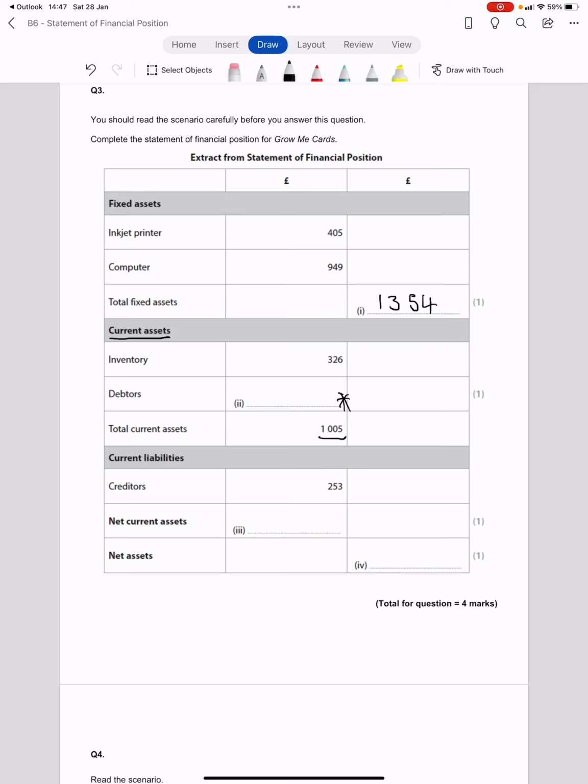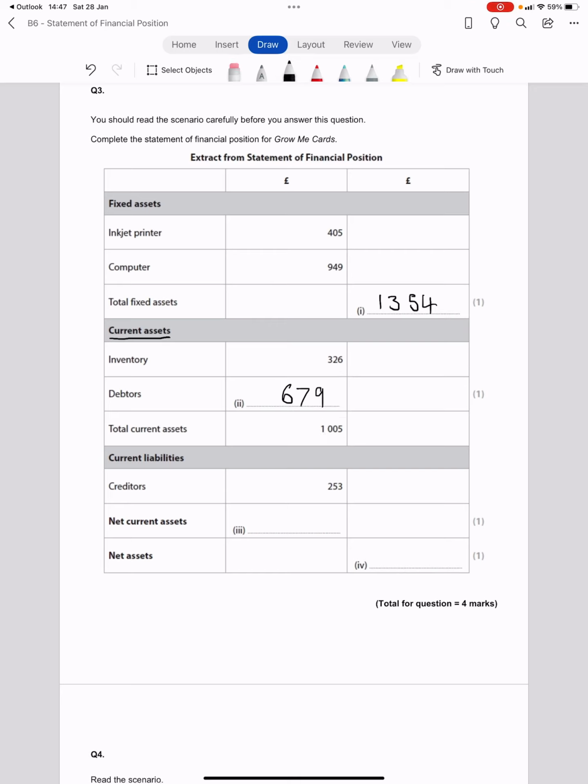So what we need to do is take £1,005 because we know that's the final result, and knock off the figure that we've already got. So we've got £326. I'm going to write that on the screen so it keeps it, and that's going to be equal to £679. So we know now if we put £679 in the middle here, that if we added together all of the current assets, 326 plus 679 is going to be equal to that £1,005 figure.